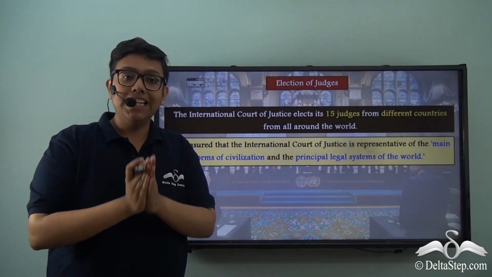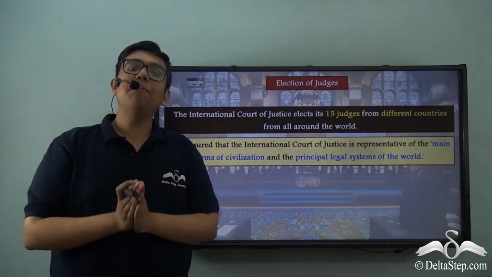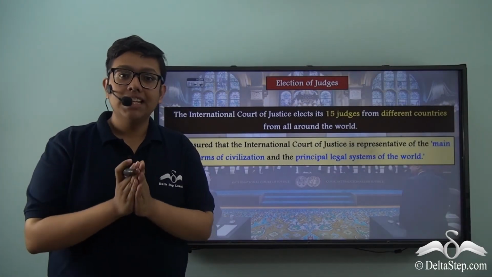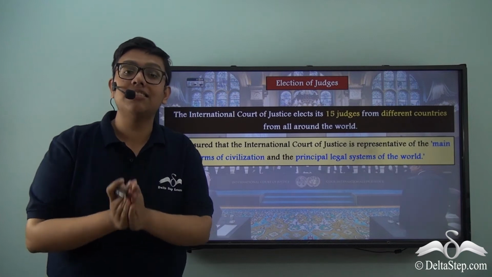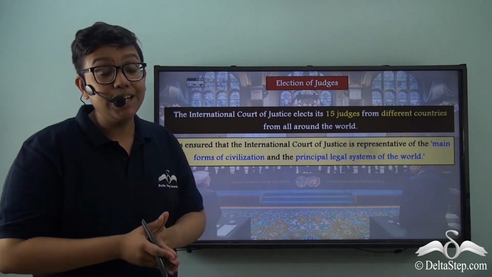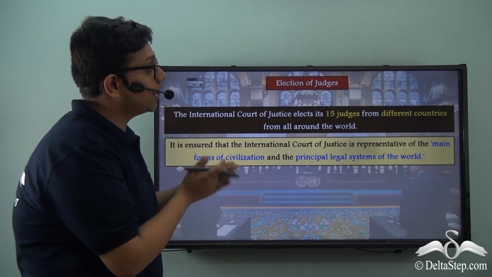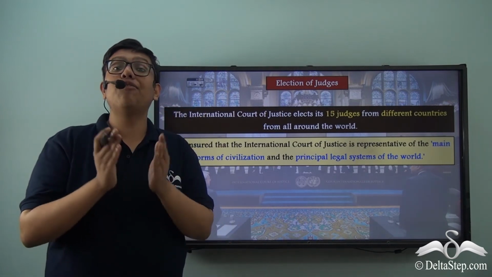Therefore, often many nations of the same region have similar legal systems. For example, in the case of Arabic countries, they all have a similar legal system because they all follow the Islamic system of Shariat. Therefore, in order to have a representative International Court of Justice, the judges are elected from different countries, each belonging to different regions.